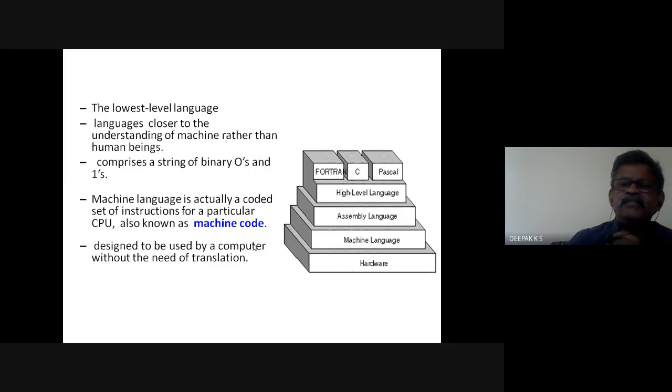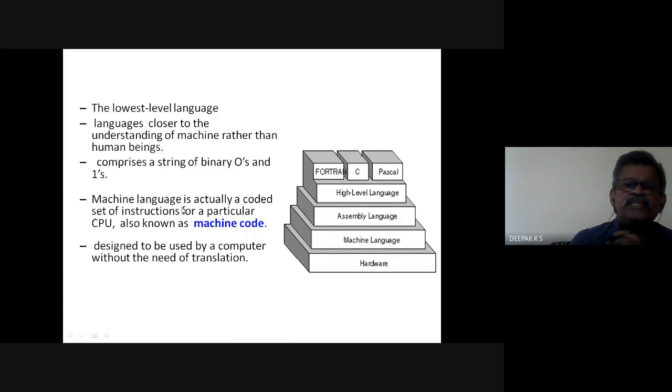And things to note is you will be studying hardware, and there is something called machine code, which is a pattern of 1 and 0. It is a 16 bit code of either 1 or 0. That is the lowest level language. It is closer to understanding of the machine, closer to hardware. So it is a string of zeros and ones.